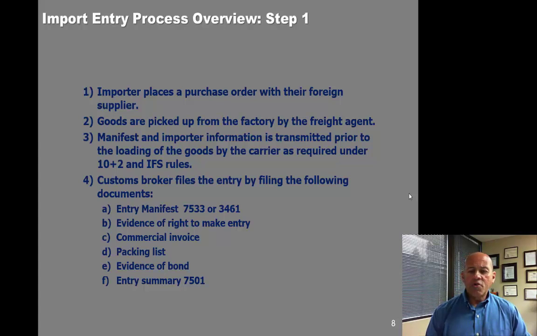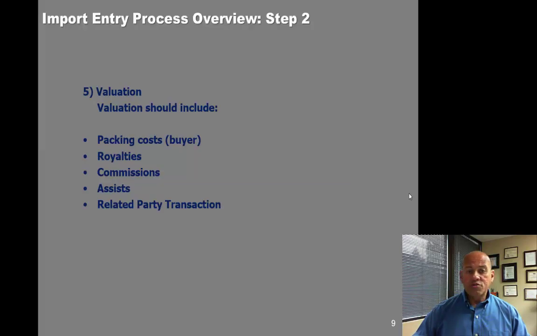Then the customs broker files the following documents. They file an entry manifest, a right to make entry, the commercial invoice, and the packing list. They have to show evidence that the shipment is covered under either a single entry or continuous bond. And then finally, when the shipment is processed, you have an entry summary which summarizes the import transaction.